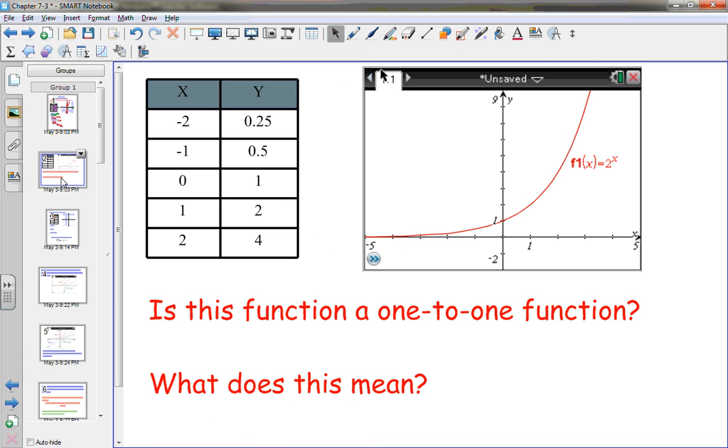Okay, now, the second one that you have here is just me graphing y equals 2 to the x for you, so that you can see a nice graph and nice ordered pairs. And my question to you is, is this a one-to-one function? What does it mean to be one-to-one? Every x has exactly one y, and every y has exactly one x.